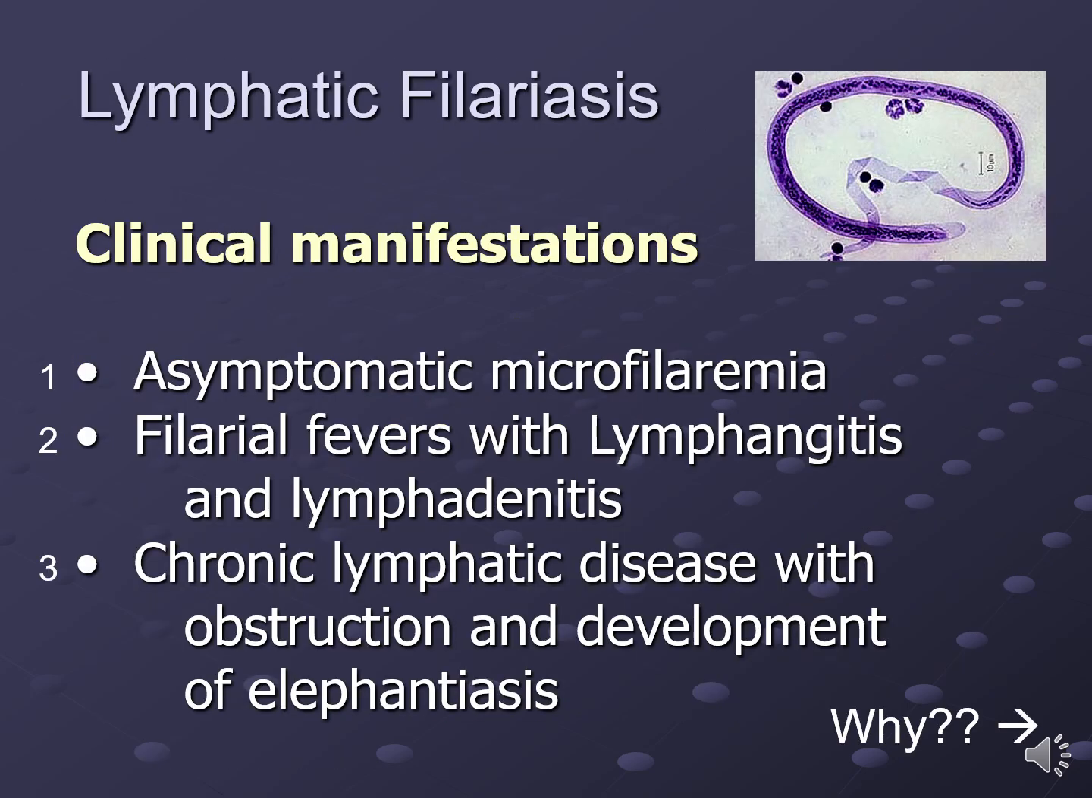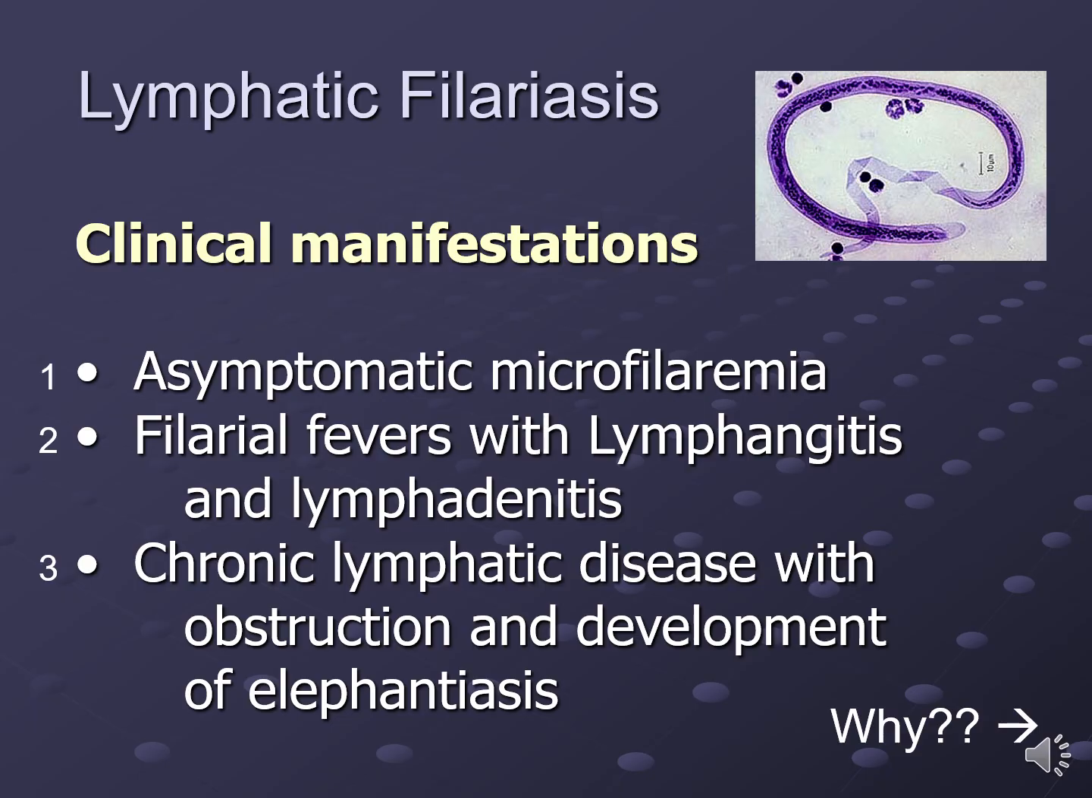In endemic areas, most of the people would have asymptomatic microfilaremia, which means that they would have the infection, but without showing much of symptoms. No fever or low-grade fever occasionally, and no edema and no elephantiasis, of course. Then a smaller portion would have filarial fevers and lymphedema and lymphangitis and lymphadenitis, inflammation of the lymph channels and lymph nodes, and a much smaller minority will produce chronic lymphatic disease with obstruction and development of elephantiasis.